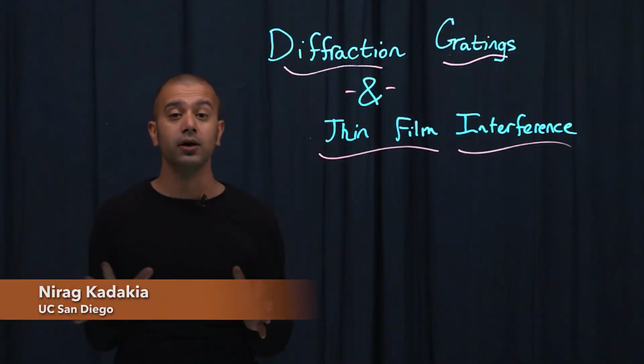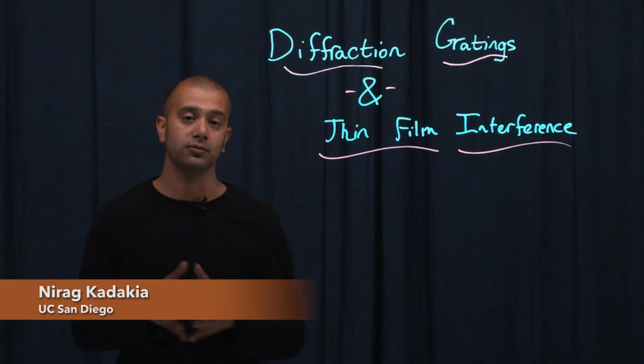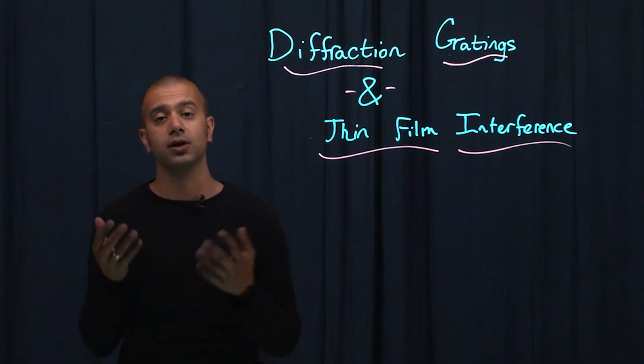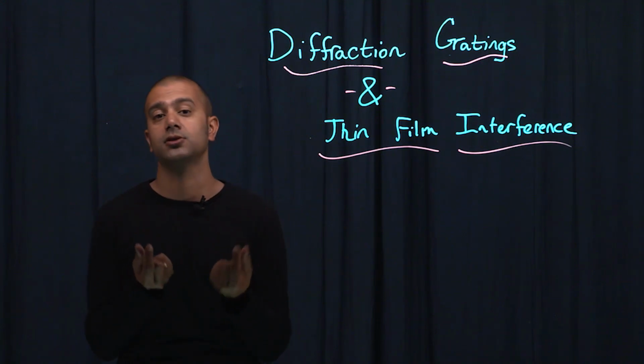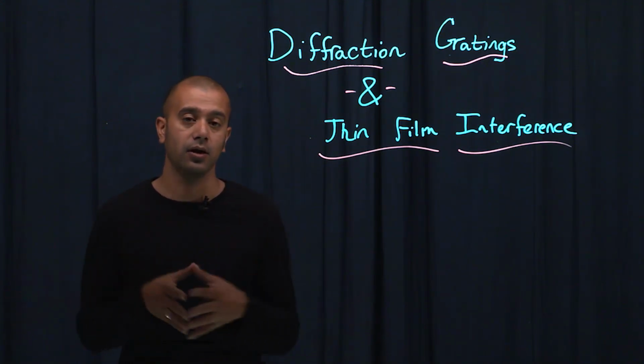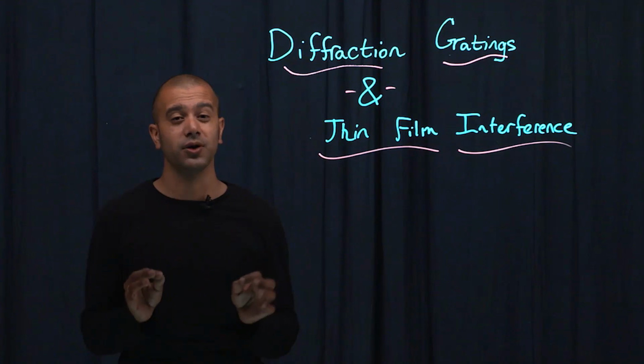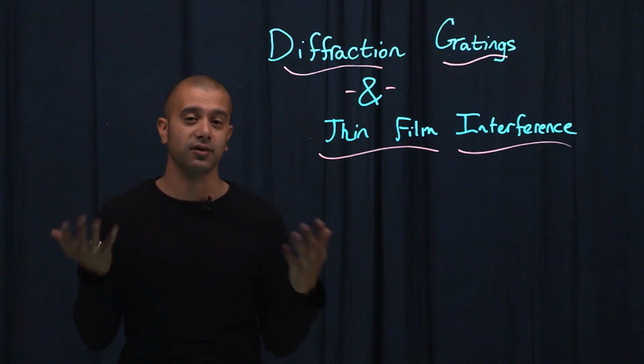Welcome back. In this video, we're going to once again investigate the wave nature of light. In the last video, we dealt with a situation involving just two slits, and we saw that it produced a diffraction pattern on a back screen. This video will deal with a similar situation, but we're going to increase the number of slits to 1,000.